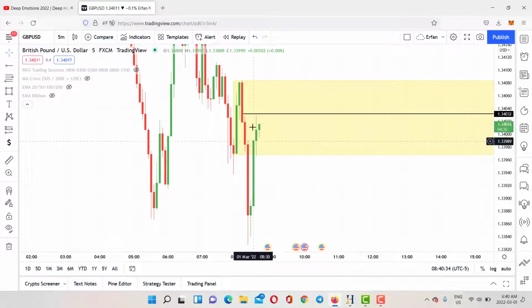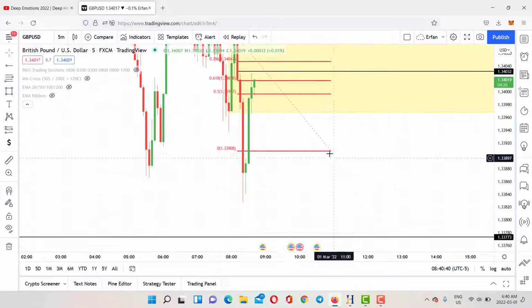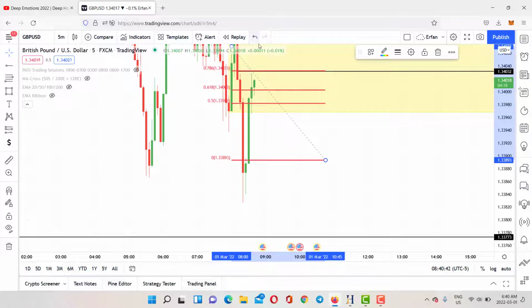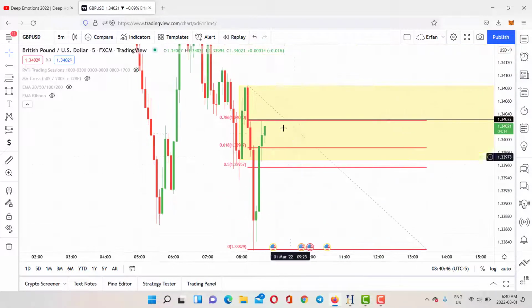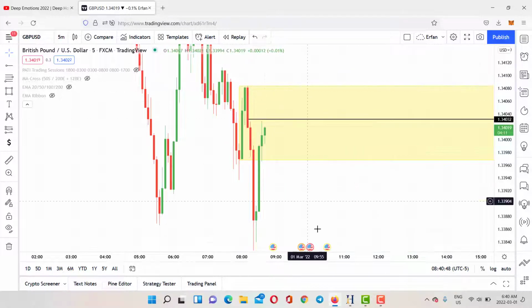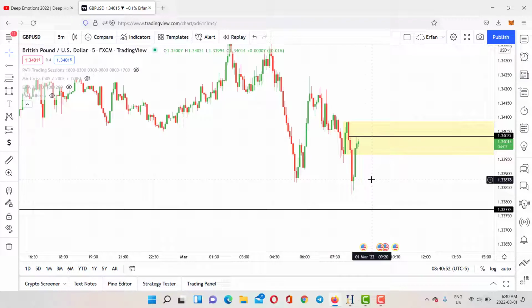Now I'm just waiting for sell momentum if it gives me anything. And this line here is our 70% Fibonacci level if I drew it from the top all the way to the bottom. You'll see that this is our 70% level that might get respected and then drops. That's why I'm just watching it to see what's going to happen.